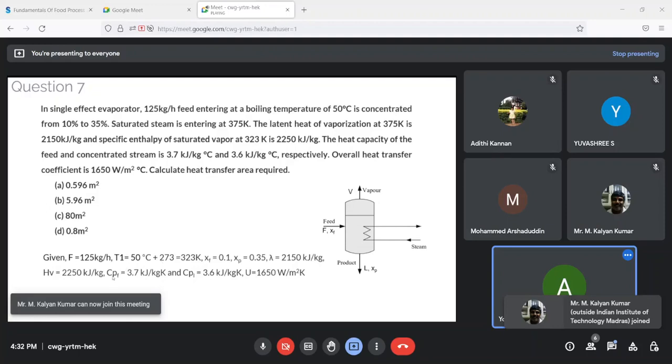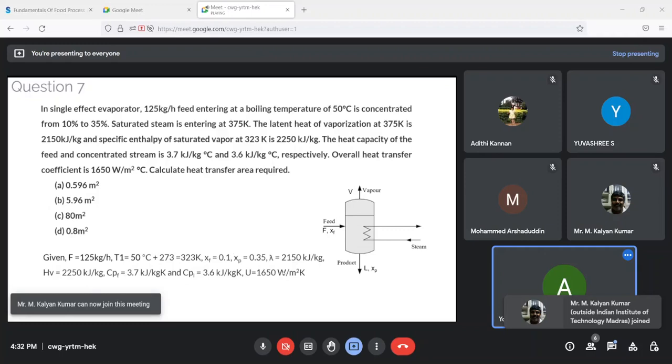So CpF and CpL, that is the heat capacity of the feed and the concentrated stream, are 3.7 and 3.6. This difference is because you have a more concentrated solution at your product end. So the amount of heat required to raise the temperature by 1 degree Celsius, that is the heat capacity, also changes. So you will have different heat capacities for the feed and the outlet concentrate, and you also have the overall heat transfer coefficient given.